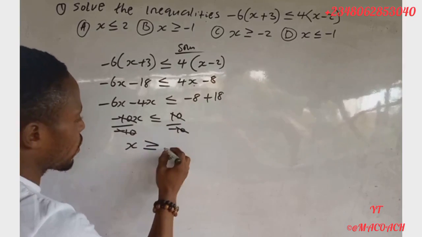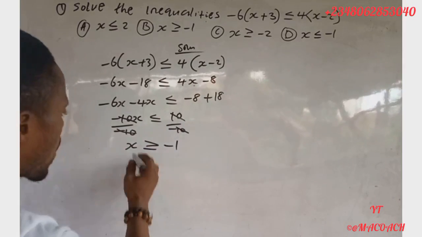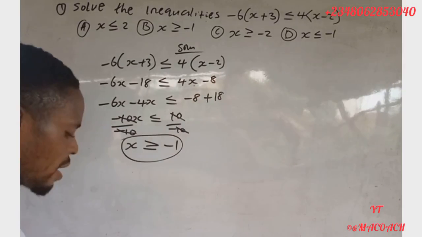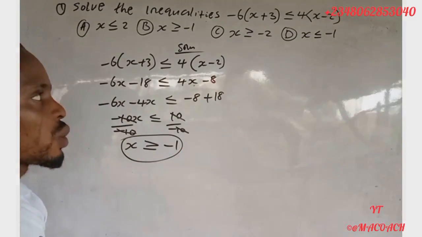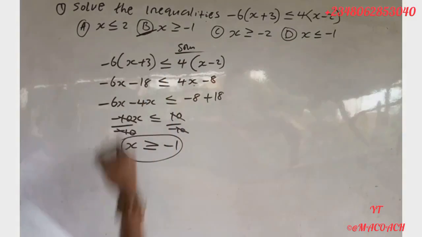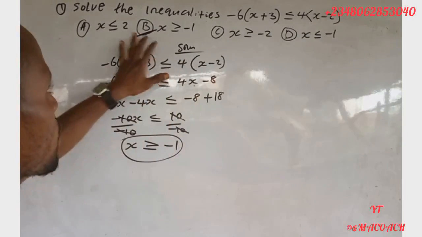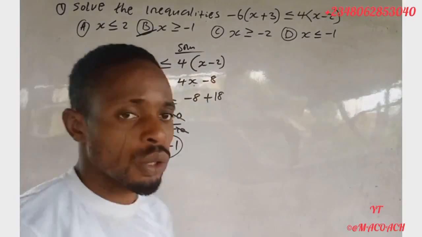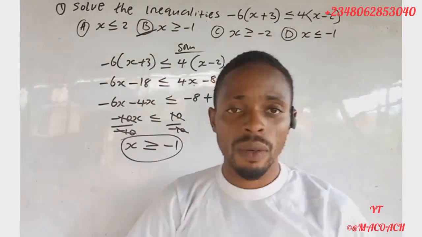So 10 over minus 10 gives us minus 1. Our s is greater than or equal to minus 1. Let's see our options. It means our option is B, so B is the correct answer for this question. This is the solution to question 1 of today's class.